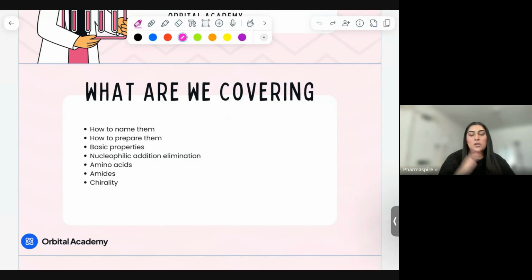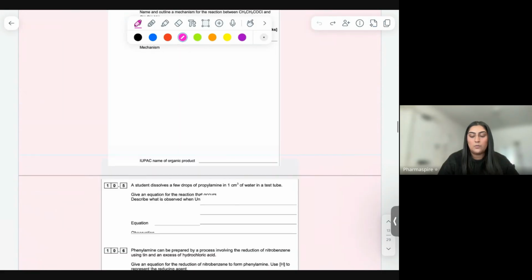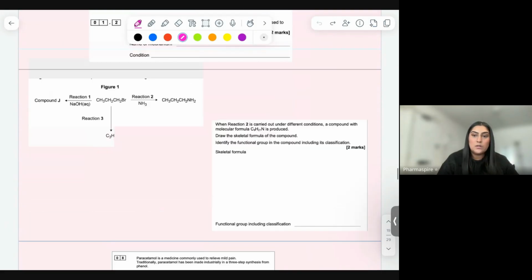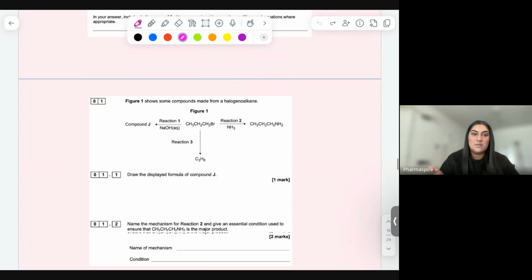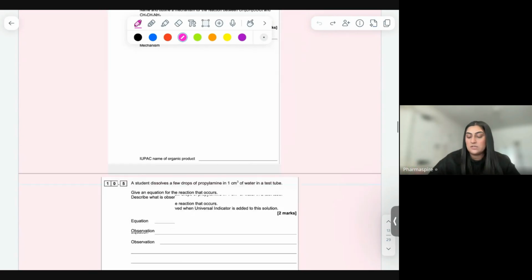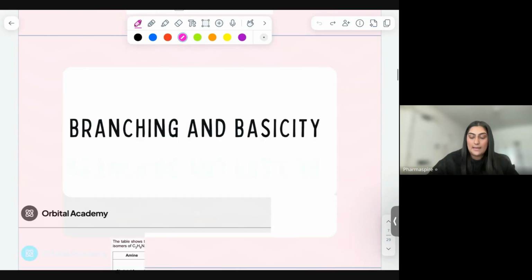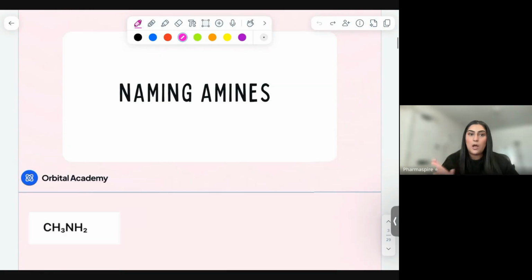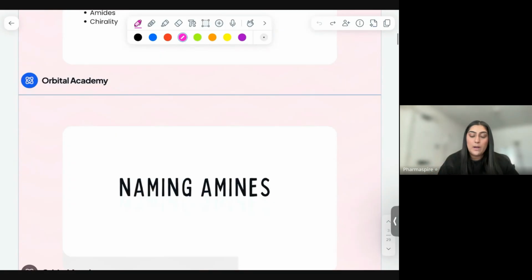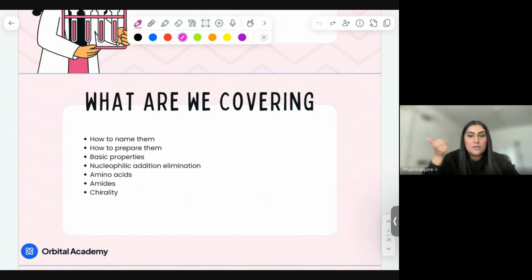We'll start from basics. I also teach through exam questions. So if you look through the slides, which I will send you after the session, it's all exam questions. I'll be teaching you through them because I think it's the only interesting way to do it. There are OCR and AQA questions, but they very much align with what you both need to know. We're going to talk about how to name them, and how to actually make them, because there are two ways.